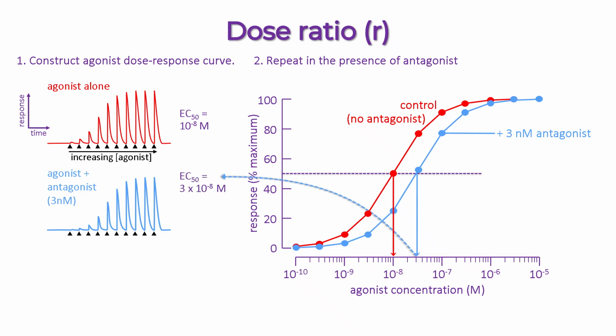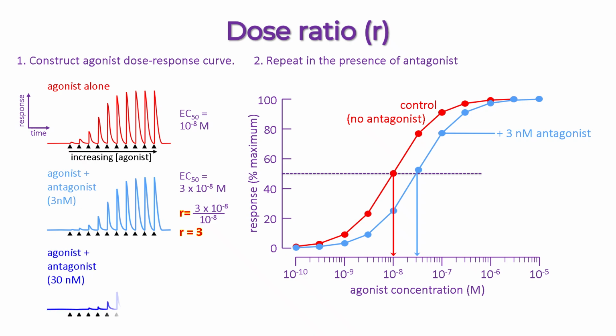The magnitude of the shift is expressed as the dose ratio, or R. It's calculated by dividing the EC₅₀ measured in the presence of the antagonist by the original EC₅₀ measured in the absence of antagonist. The experiment is repeated at higher antagonist concentrations.